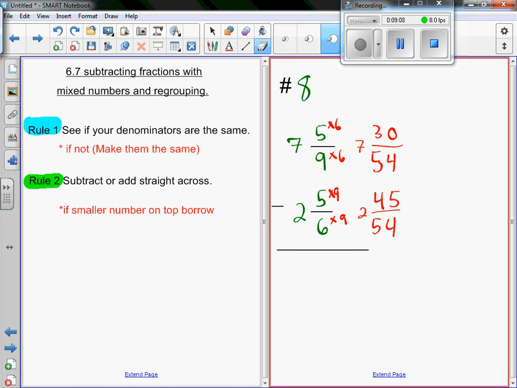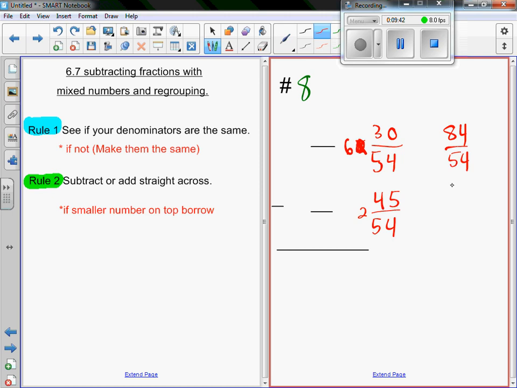Okay. Just so I don't get confused, I'm going to erase all the stuff over here, and also to give me a little more room. Then I need to subtract 45 from 30. Okay, subtract or add straight across or straight down. If smaller, the number on top, 30, I need to borrow. So to do that, I'm going to have to add 54 to 30 and take it away from that 7, which makes it 6. Okay. But now I need to add 54 to 30. That gives me 84 over 54 minus 45 over 54. And I have 6 and 2.